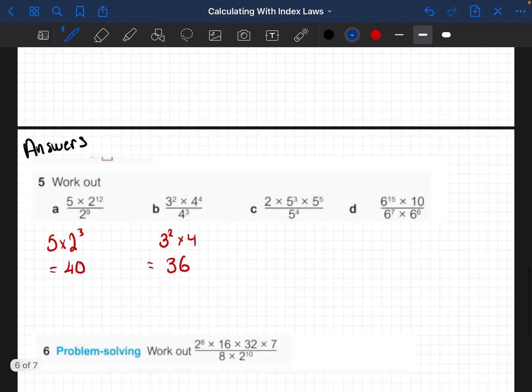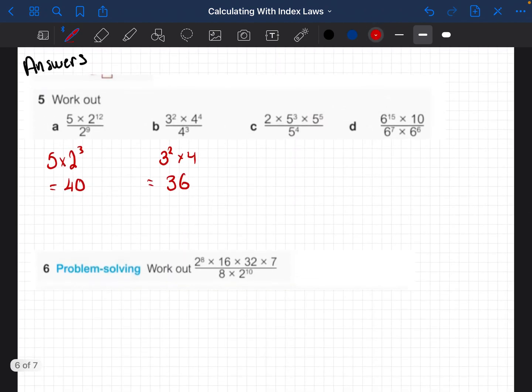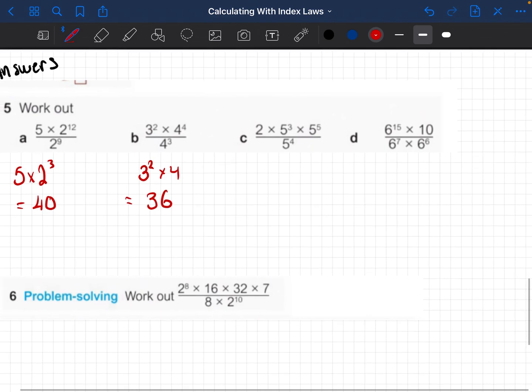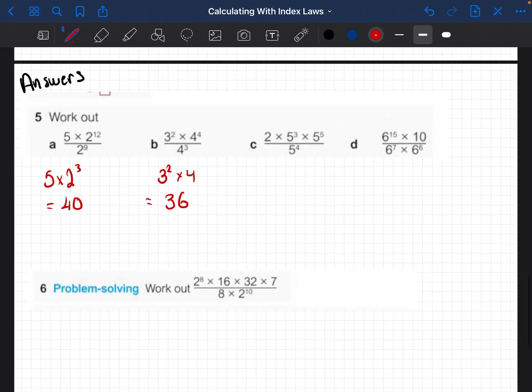Okay, I'll give some answers now. So here's the answers: 40 and 36, and the first one is going to be 2 times 5 to the 8 over 5 to the 4. That's just going to be 2 times 5 to the 4. 5 to the 4 is 5 times 5 is 25, times 5 is 125, times 5 again, 625. 2 times 625 equals 1,250.